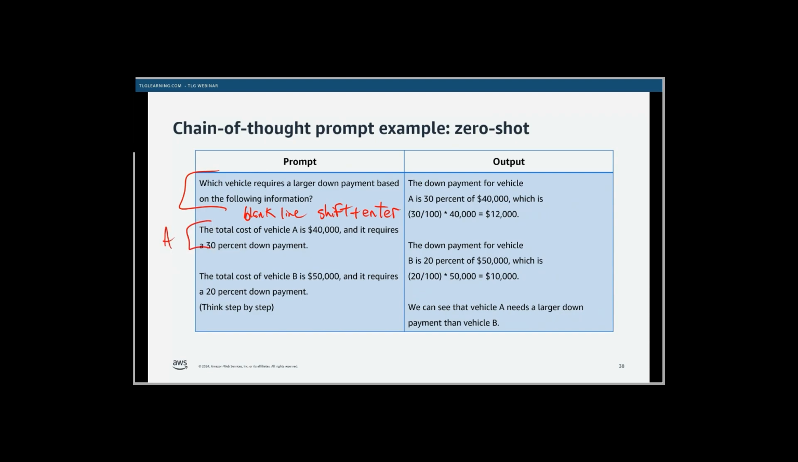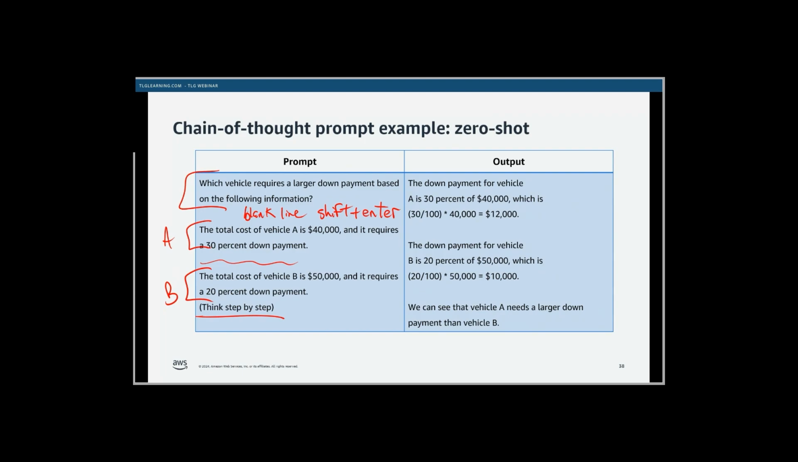So example A, another shift enter again for a blank line here. Here's my second piece of information, the second vehicle. And then I'm instructing the AI, think step by step like this. In that case, the output we receive from this AI does in fact show the step-by-step work. It's showing its work. It's showing how it figured it out.